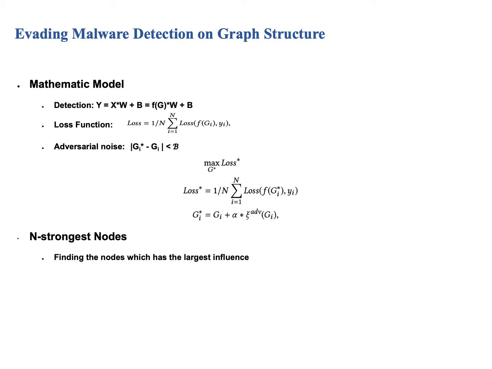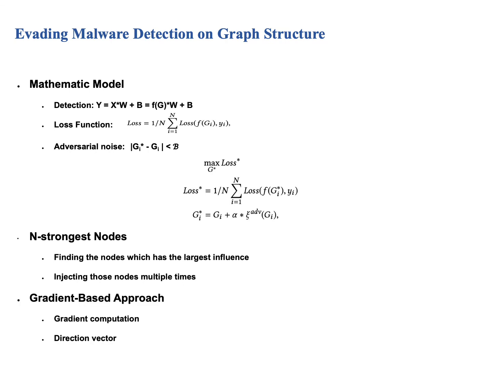In order to achieve this purpose, in this paper we present two different ways. The first one is the instruction node method, and the basic idea of this method is finding the node which has the largest influence in the graph, and injecting those nodes multiple times in order to evade the malware detection system. And the second way is the gradient based way. In this way, the first step is to calculate the gradient, and then we find the direction vector which has the same direction as the gradient.